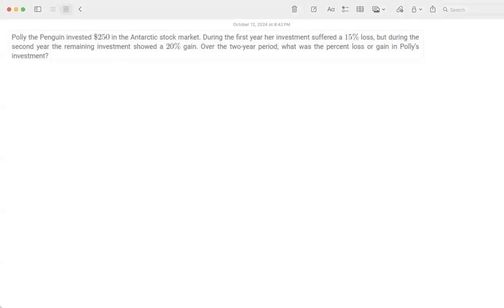So Polly the penguin invested $250, right? So I'm going to do it on the board. She invested $250. The first year, the investment suffered 15%. Then this money became 85 by 100, right? Can I simplify this right away here? So the money became 17 by 20 of 250.